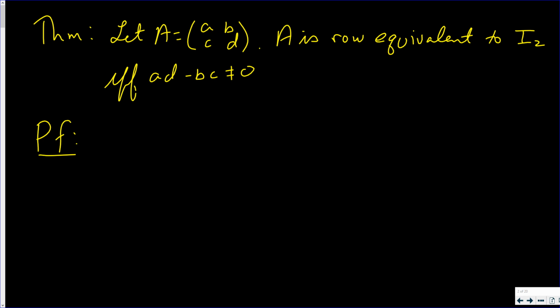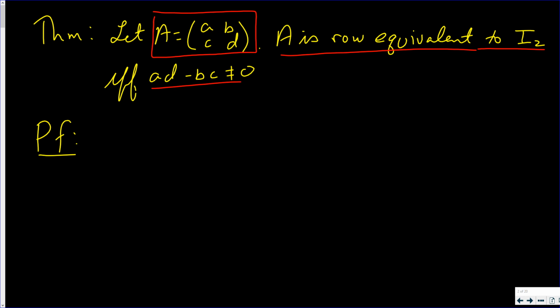In this video, we start off with a 2x2 matrix, which we call A. And it says that A is row equivalent to I2, the 2x2 identity matrix, if and only if AD minus BC is not 0. So let us prove this.